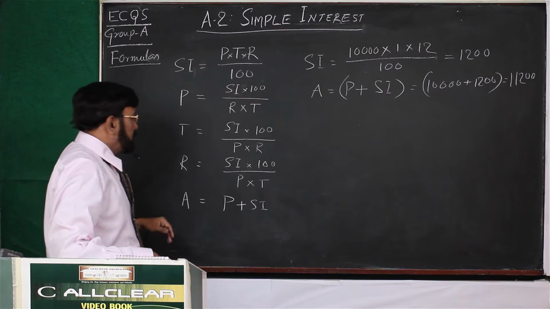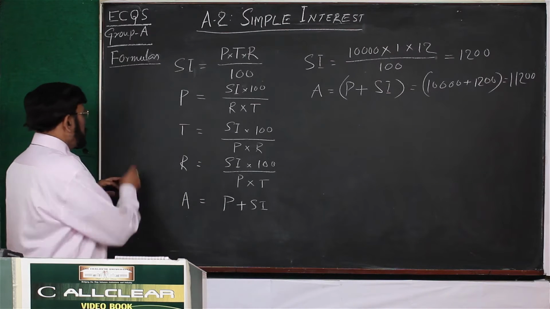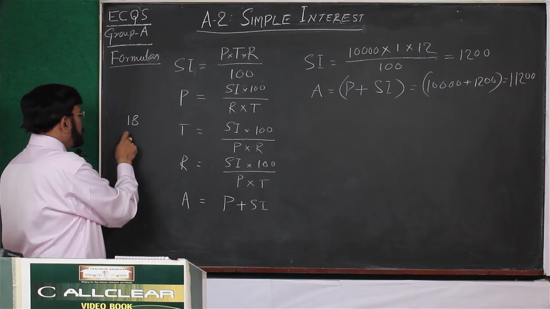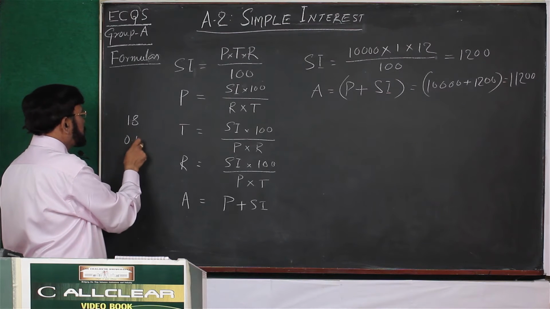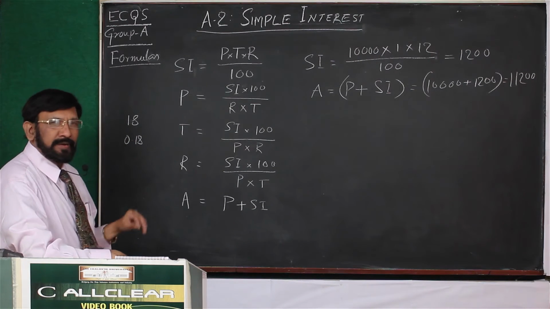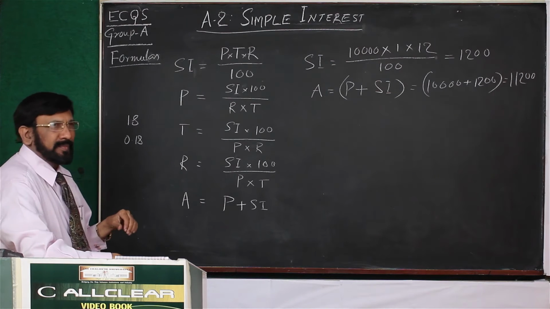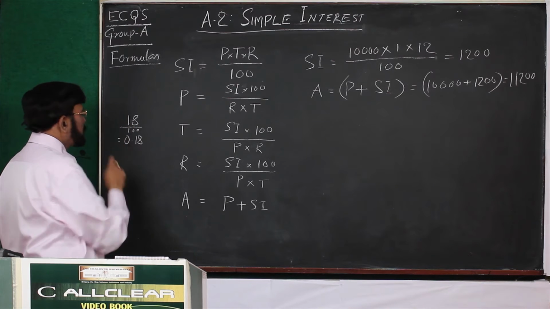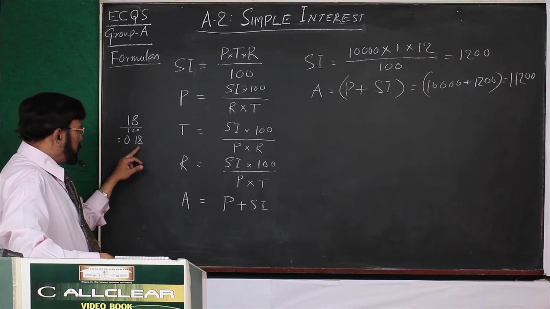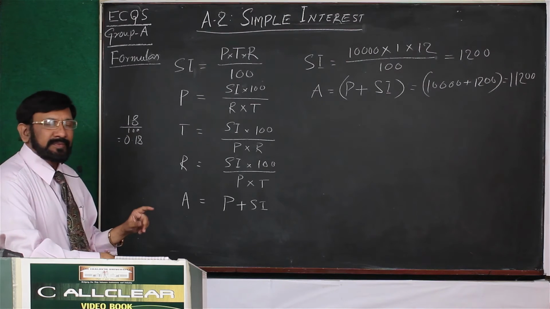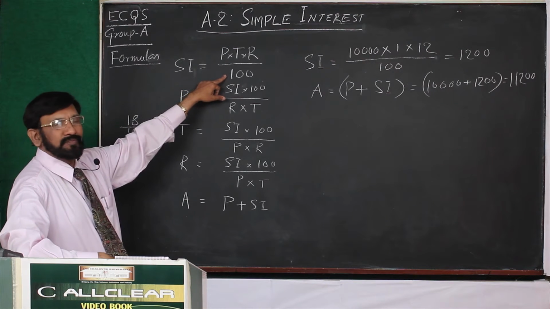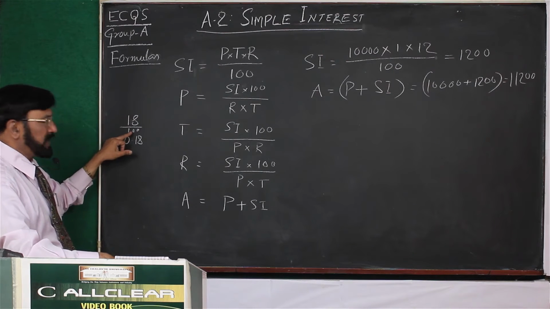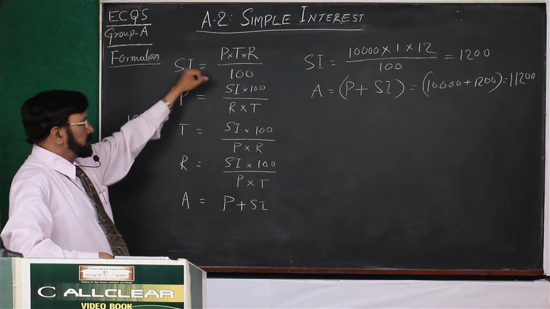Here, one important point I have to tell you. Suppose the rate of interest is 18%. Sometimes it is expressed as 0.18 because it is divided by 100. If it is given like this, then you should not put this 100. You should not write this 100 because it is already divided by 100. So, that point you remember.